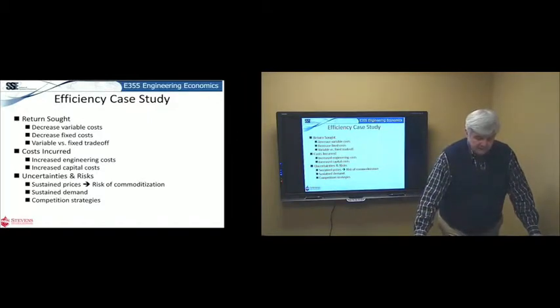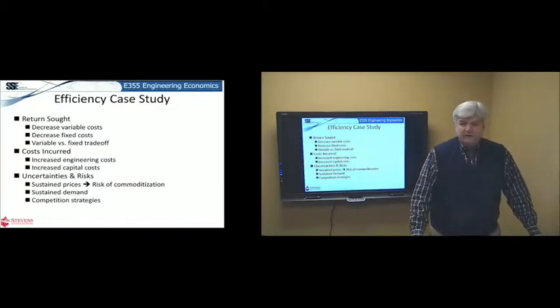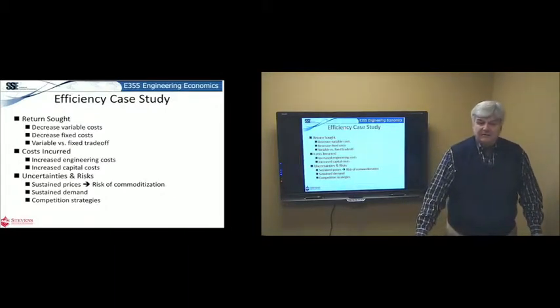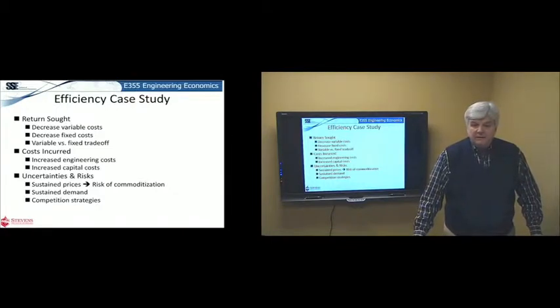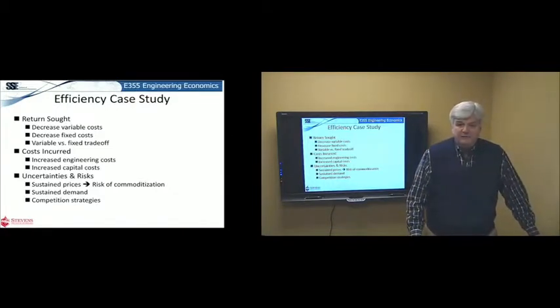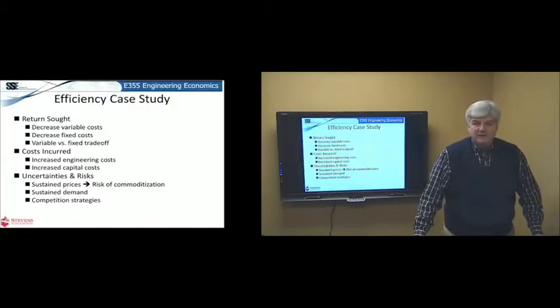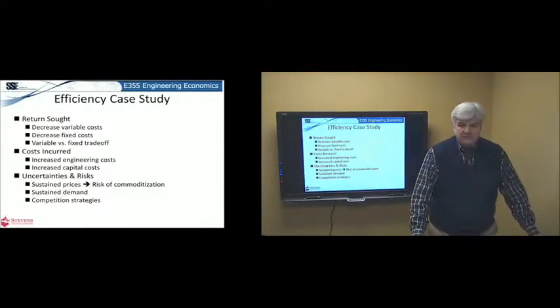The uncertainties and risks. One is sustained prices. We're selling a certain amount of product now at a certain price. Will we be able to sustain that? There is a risk of commoditization, and as is well known in economics, once a product becomes a commodity, the profit margins asymptotically approach zero because all the different suppliers are trying to increase their market share by cutting their prices. There's also a question of sustained demand.